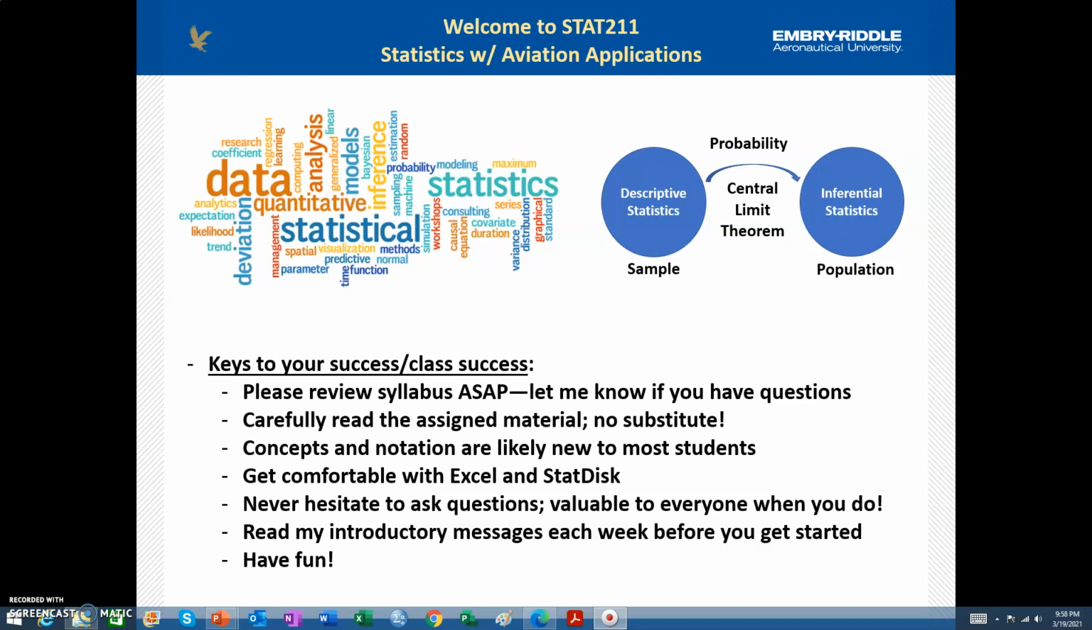Obviously the thing that I will say right up front is, though we're using software to do most of the computations, I don't want to minimize the fact that the math is still important. But the thing that is probably most important is your ability to interpret what comes out of Excel or StatDisk. So we'll be focused on being able to interpret results and how they tell us something about the data that we are trying to analyze.